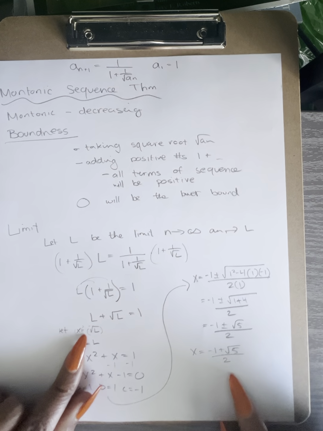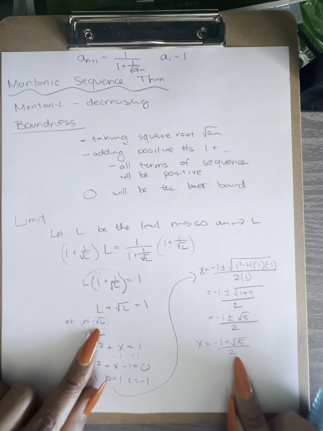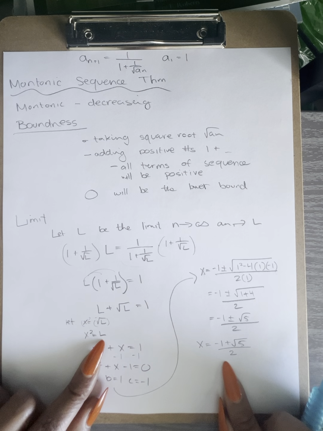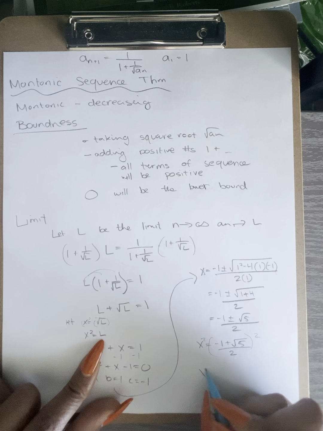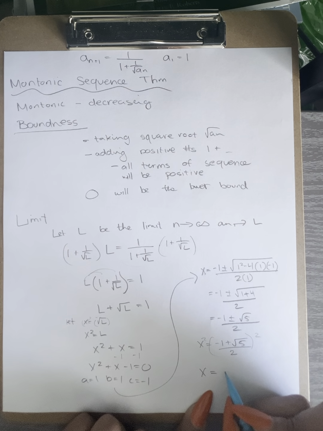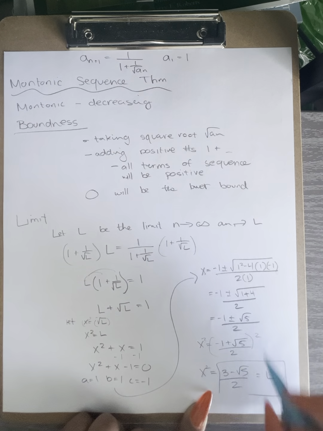But if you recall, my X doesn't necessarily give me my limit. It gives me the square root of my limit. If I square both sides, that should give me my actual limit. So let's square this and square this. And I can have that my limit, my X squared, will equal 3 minus root 5 over 2, which is the limit of my sequence.